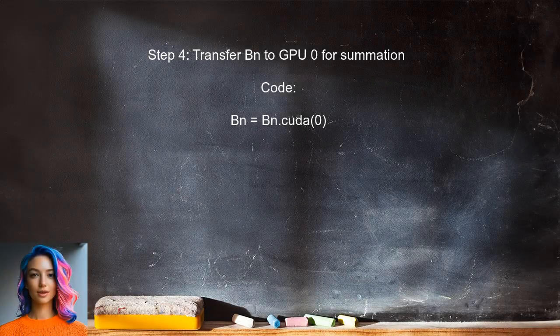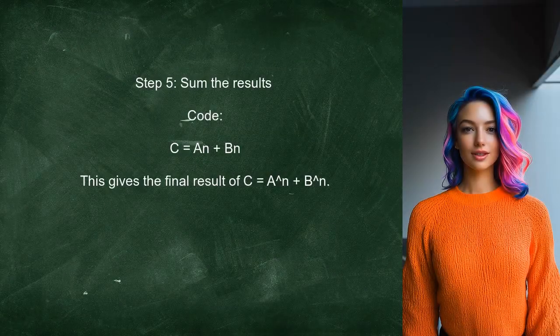After both computations are complete, the user can then transfer the result of B raised to the power of n back to GPU 0 for the final summation. This ensures that both results are on the same device for the addition. Finally, the user can sum the results of A raised to the power of n and B raised to the power of n. This can be done with a simple addition operation, and the result will be stored in C.